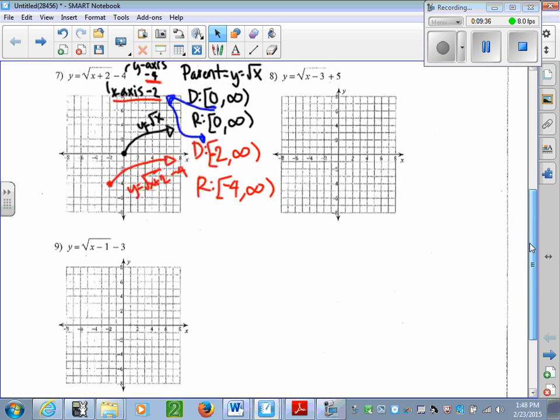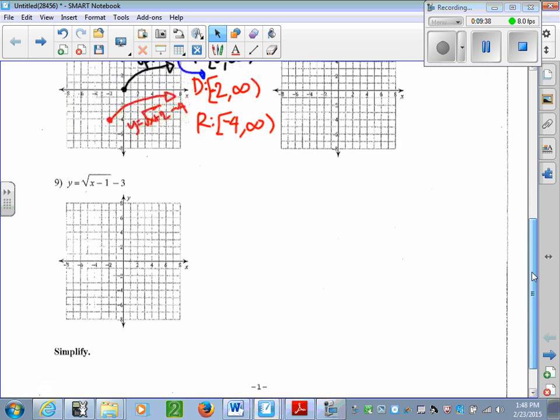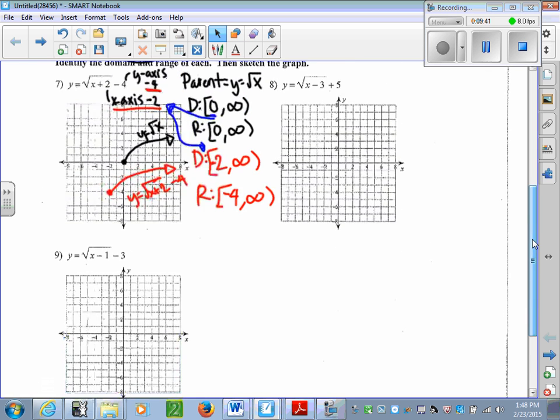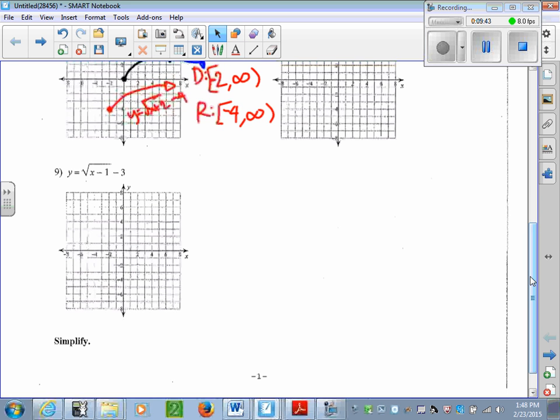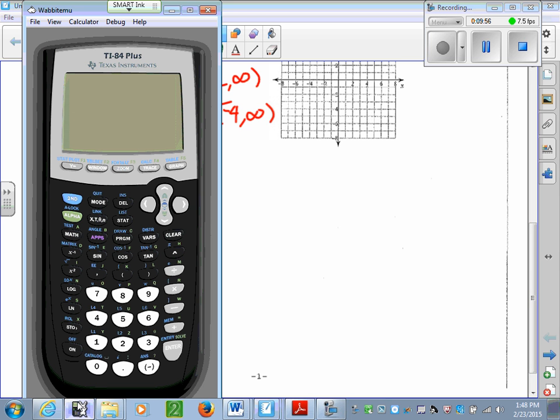We could have done 7 on the calculator as well. But it's good to understand where numbers are coming from, so when you look at a graph, you know whether it's reasonable or not. Okay, so number 9, let's go to our calculator, and we're just going to type in Y equals square root of x minus 1, minus 3. Okay, graph it.